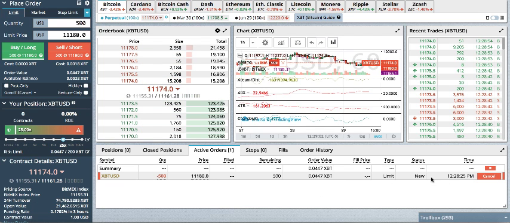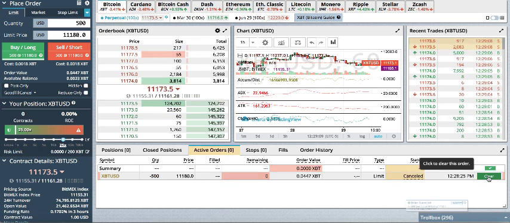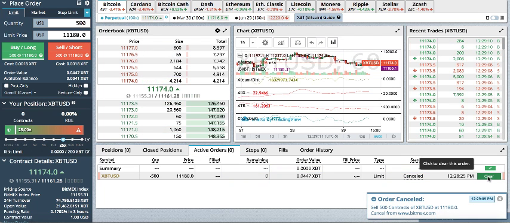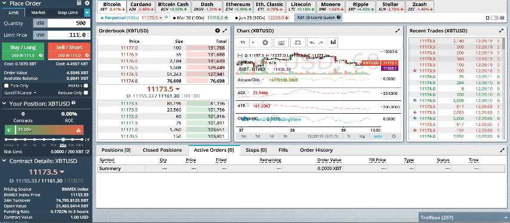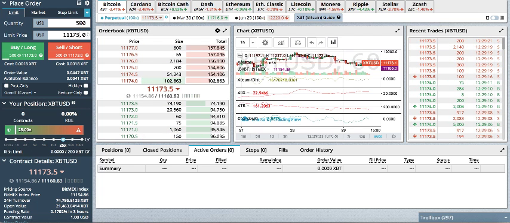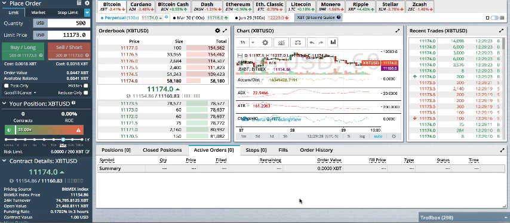If I wanted to adjust the order, I would cancel this one out, and I would clear it out. I would go back here and re-enter this order at 11,173, and sell short. Boom.